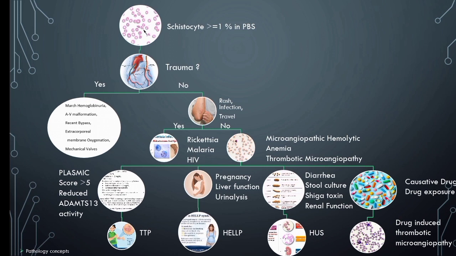Take a history for any trauma like March hemoglobinuria, recent bypass surgery, AV malformation, mechanical valve. If any of this history is present, treat accordingly.